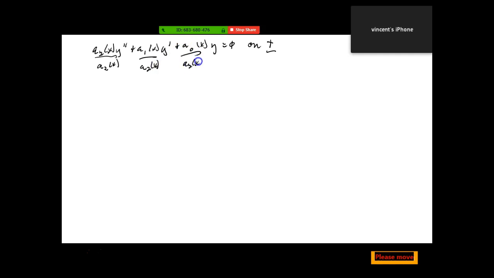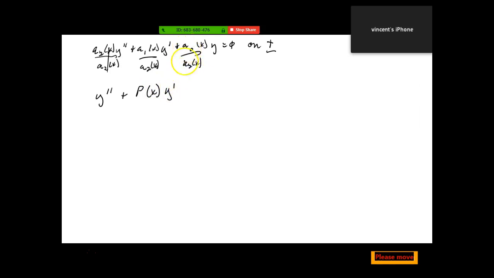a2 of x. When you divide a0 by a2, divide 0 by a2 of x, you still get 0. Okay? So this goes to 1. So our new form is now y double prime plus, now, this is just some function of x. It may be a rational function of x. Fine, no problem there. It's a function of x, and they're going to call this, just like they did before, p of x, and that's times y prime.